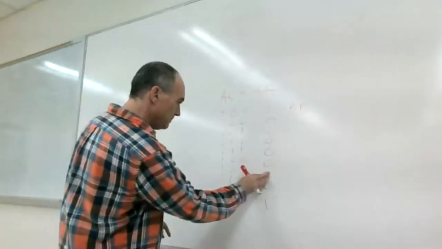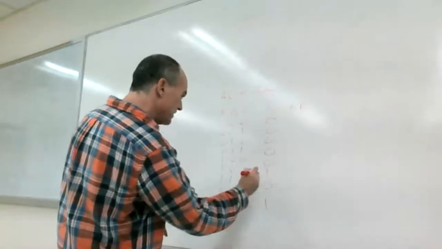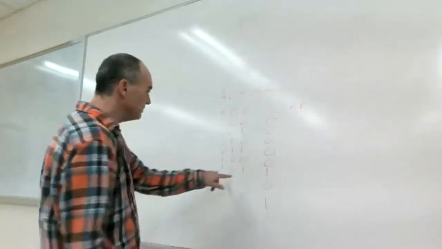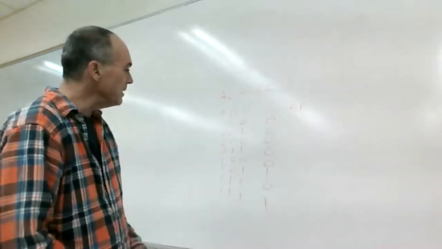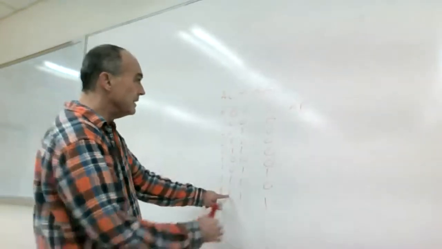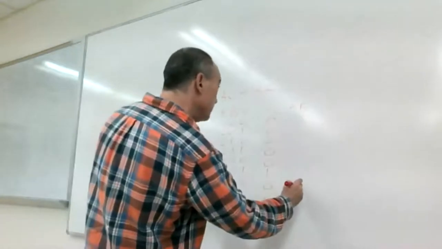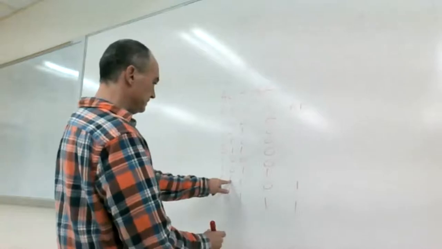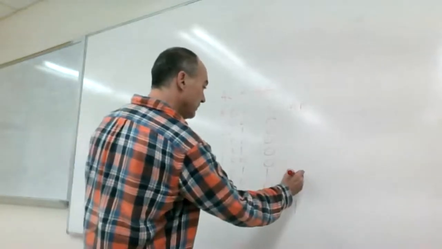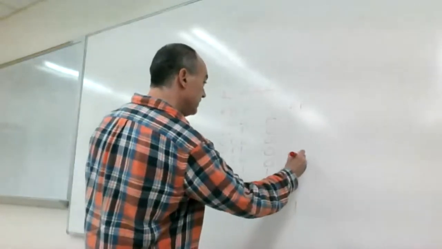Oh, I missed one. Shout out if anybody watching sees me make a mistake. Of course, there should be 2 possibilities here, whenever A and C is 1. And then AB is going to be 1 only when A and B are both true. Otherwise, it should be false for all the rest of these.